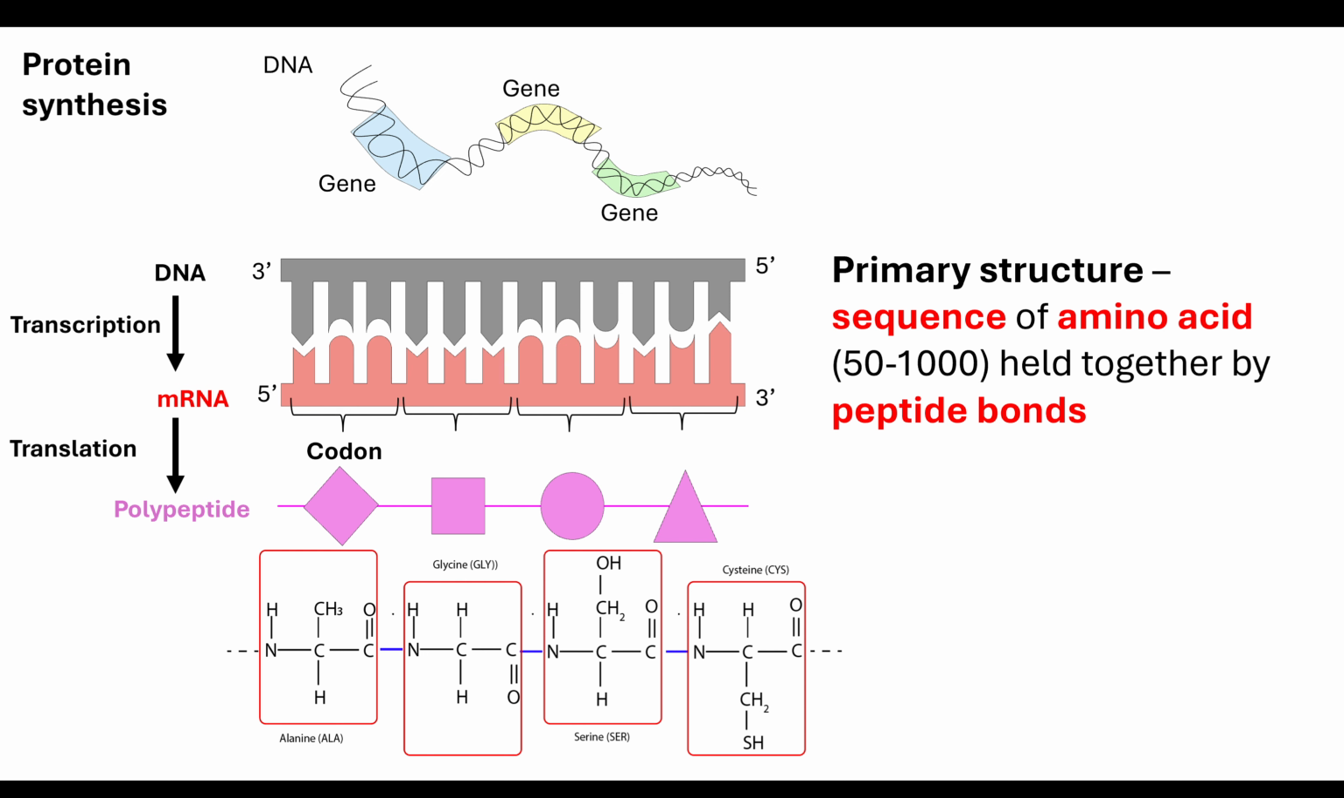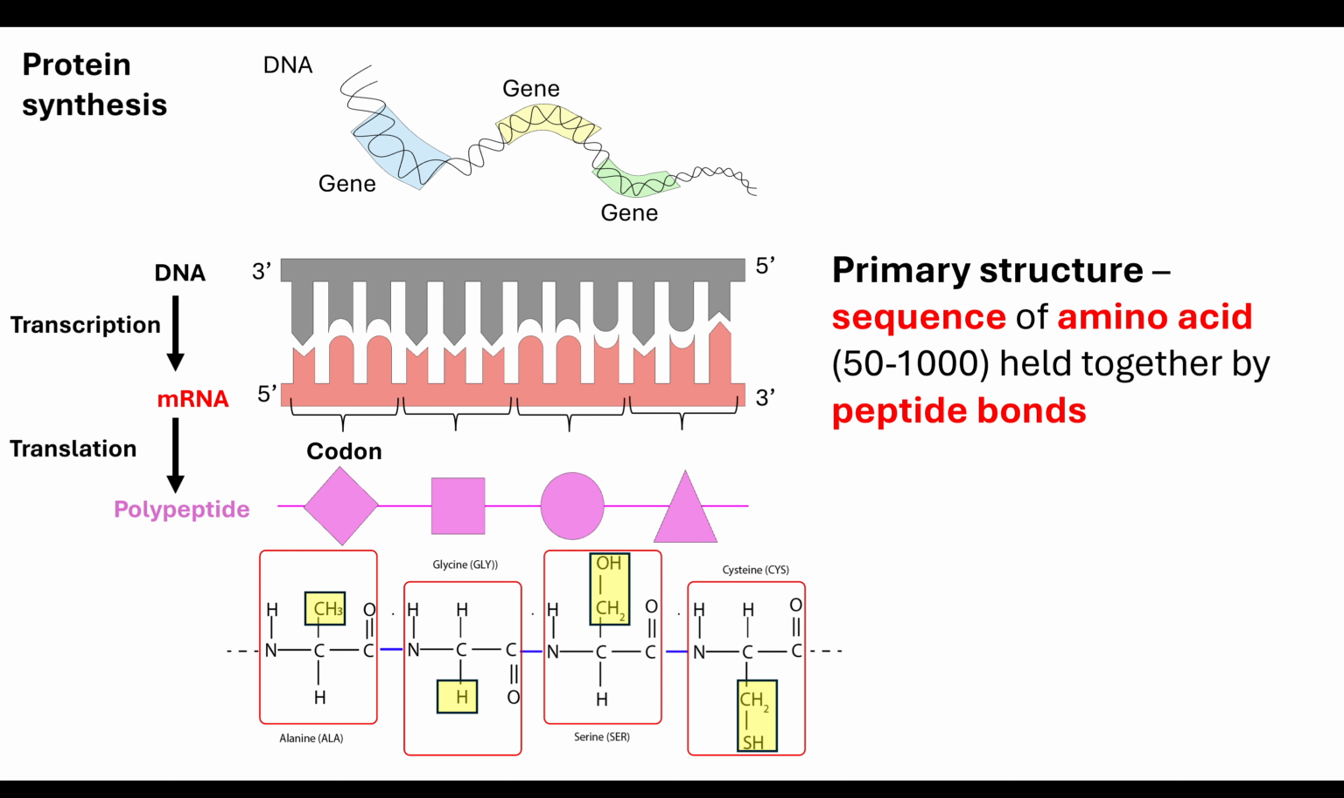The primary structure of the protein is the sequence of the amino acids which are held together by the peptide bonds. And it's important that you do look at the lesson on transcription and translation so you know how protein synthesis actually occurs. So once we have our amino acids, the sequence of those amino acids is held together in the right order by those peptide bonds. What we then move on to is what's known as the secondary structure.